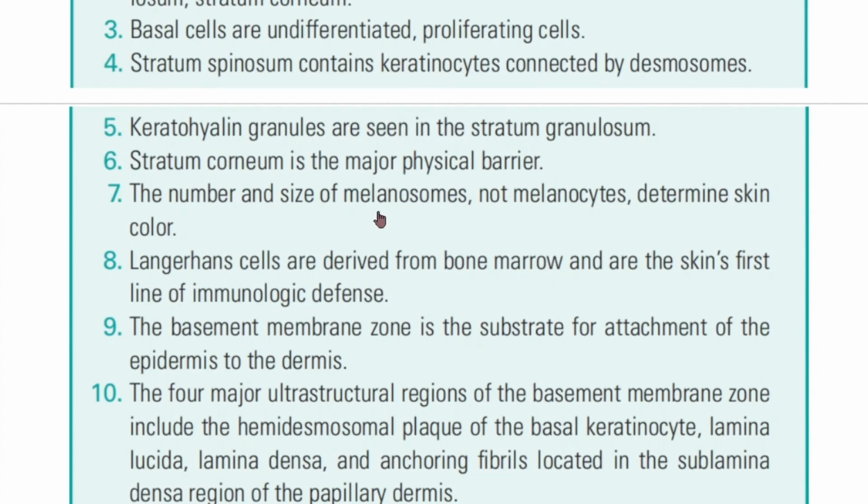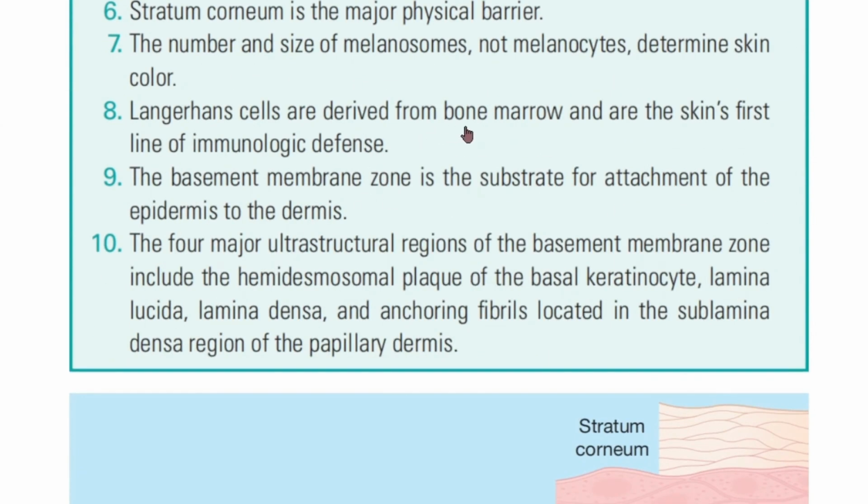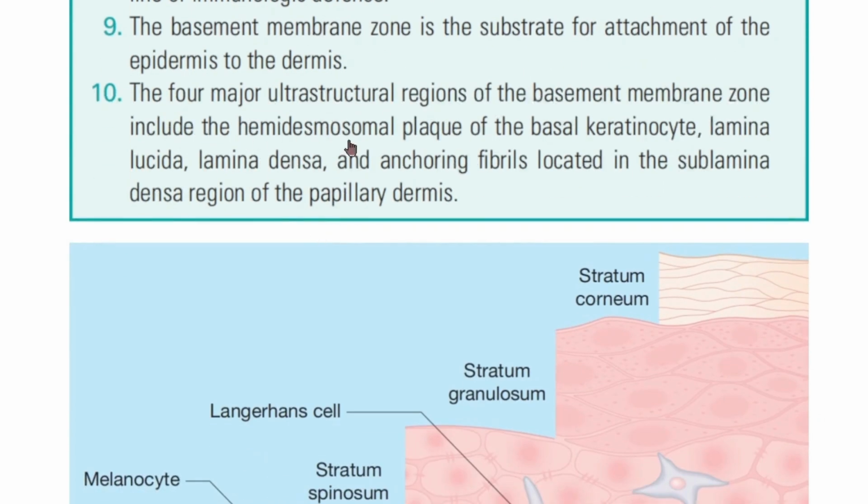The number and size of melanosomes, not melanocytes, determine the skin color. Langerhans cells are derived from bone marrow and are the skin's first line of immunologic defense. The basement membrane zone is the substrate for attachment of the epidermis to the dermis. The four major ultrastructural regions of the basement membrane zone include the hemidesmosomal plaque of the basal keratinocyte, lamina lucida, lamina densa, and anchoring fibrils located in the sublamina densa region of the papillary dermis.